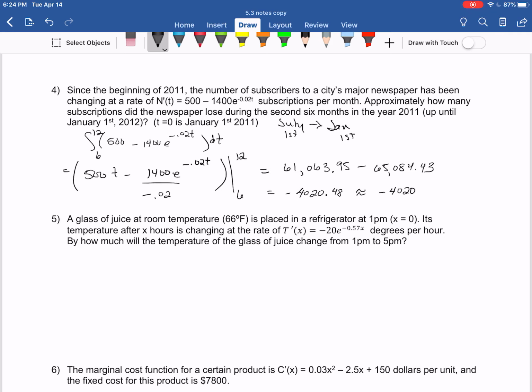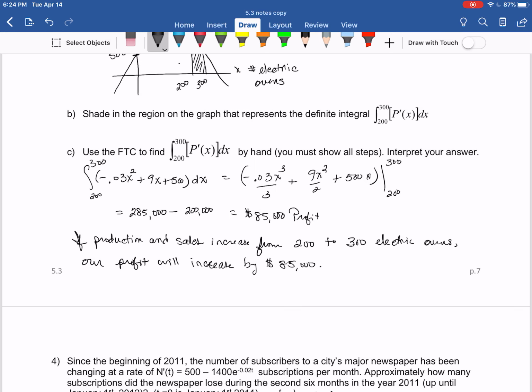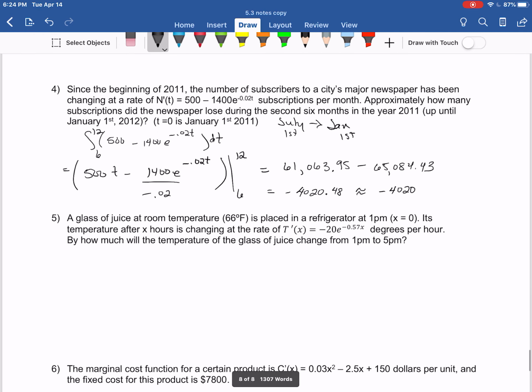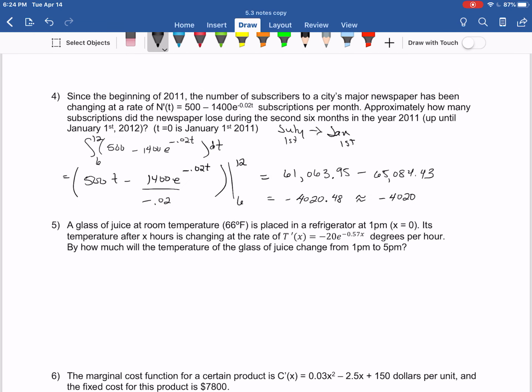This is telling you how many subscribers the newspaper has lost. I ran out of space and I can't move it over, so we'll see if I can squeeze it in. The number of subscribers has gone down by 4,020. That's the number of people we've lost.